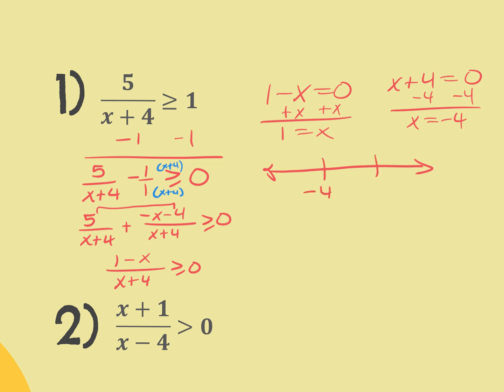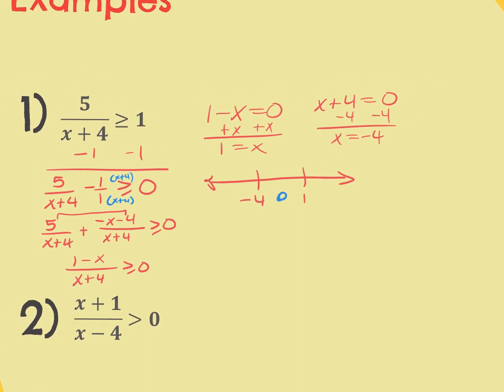Put them least to greatest. And now we need to do a test point. So I'm going to go ahead and choose a 0. It's right here in the middle. So I'm going to plug in a 0 to the original. So my original was the 5 over x plus 4 greater than or equal to 1. Put the 0 for x. 5 over 4. 5 over 4 is 1 1/4. This is a true statement. So this gets the check.